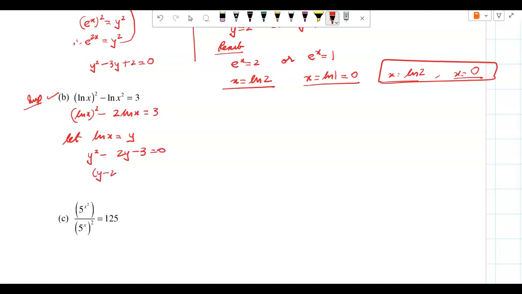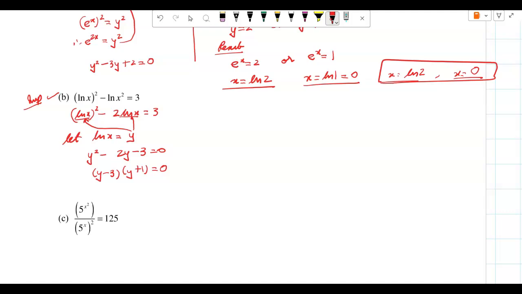Correct? 3 ones are... Okay, wait, sorry, you lost me. So let ln x equal y, so then you square both sides. So this is basically you're putting y in this place, right? Instead of ln x, you're putting y. Oh, so you're just replacing it. I'm just substituting it. Oh, so it's actually easy. You make it a quadratic.